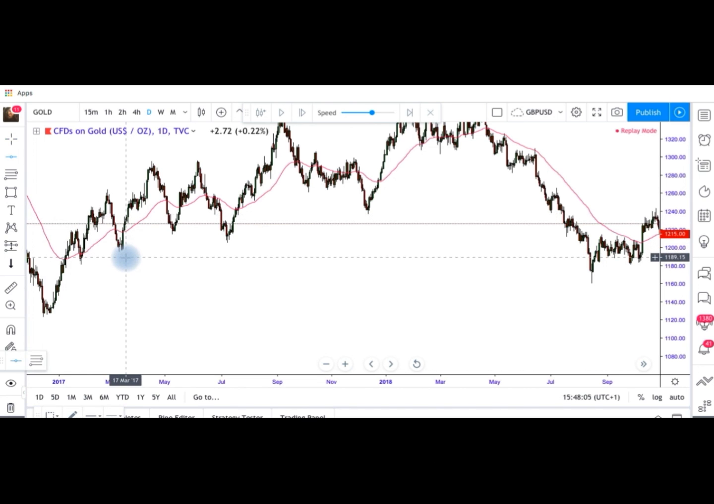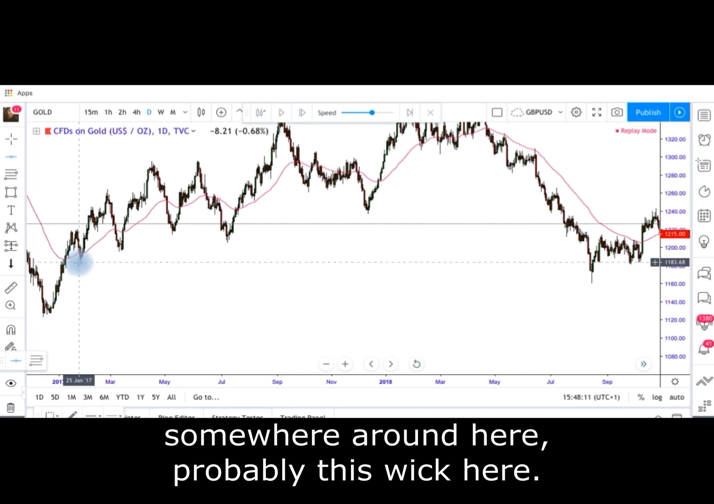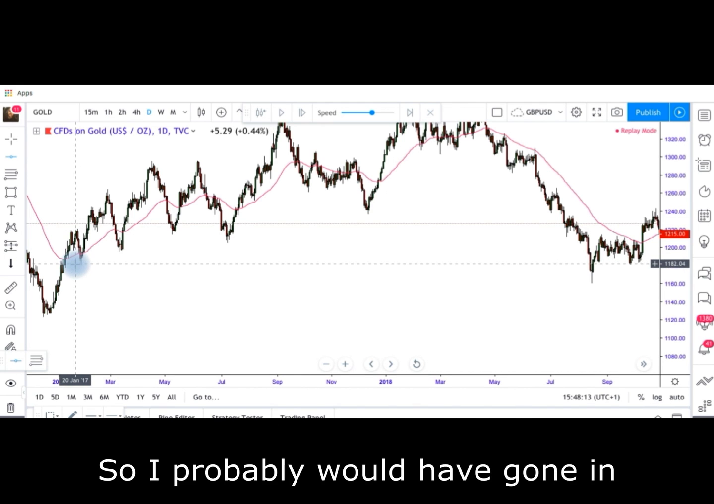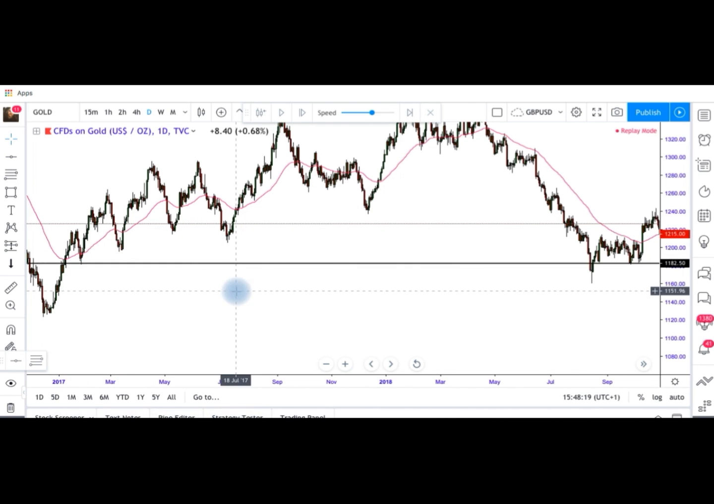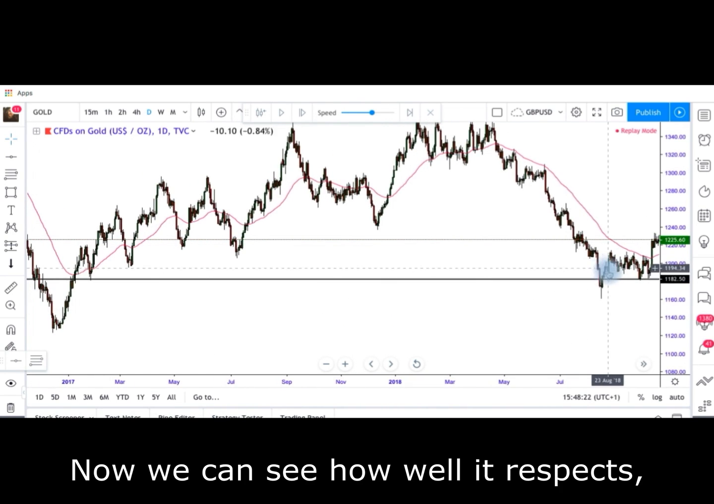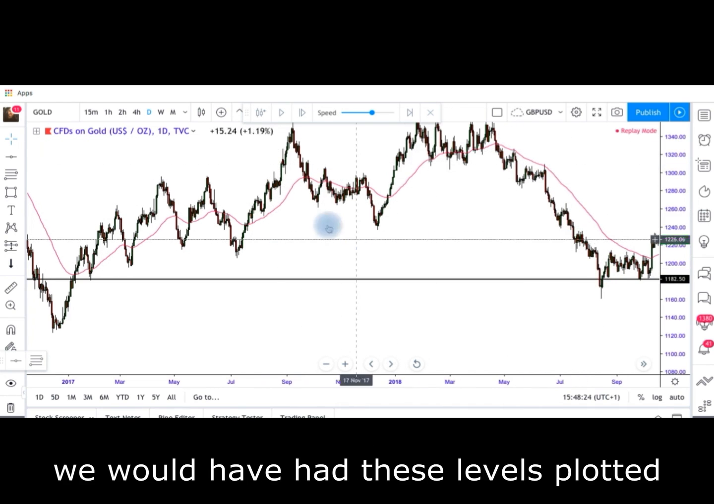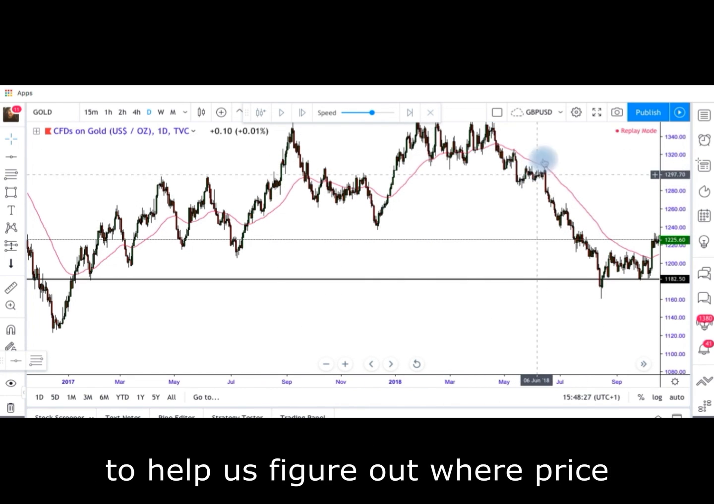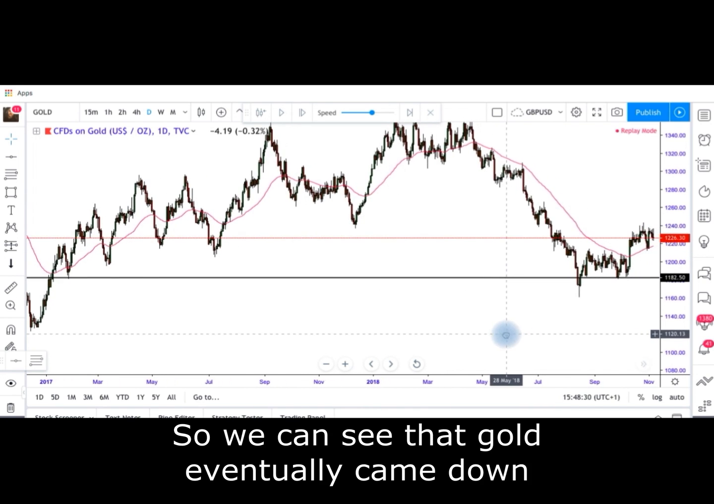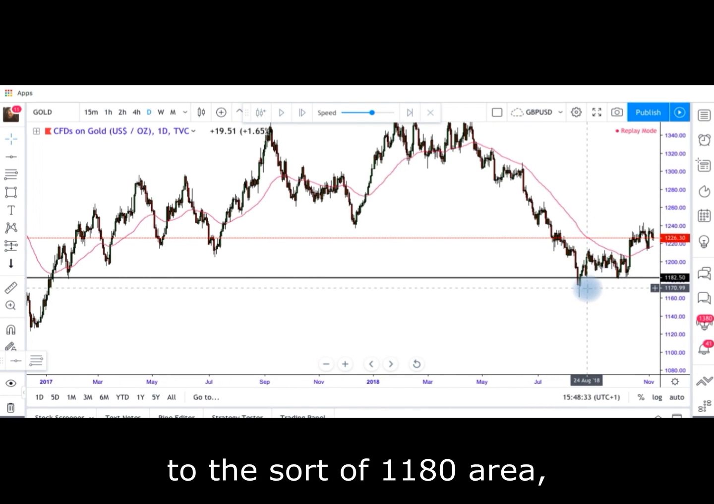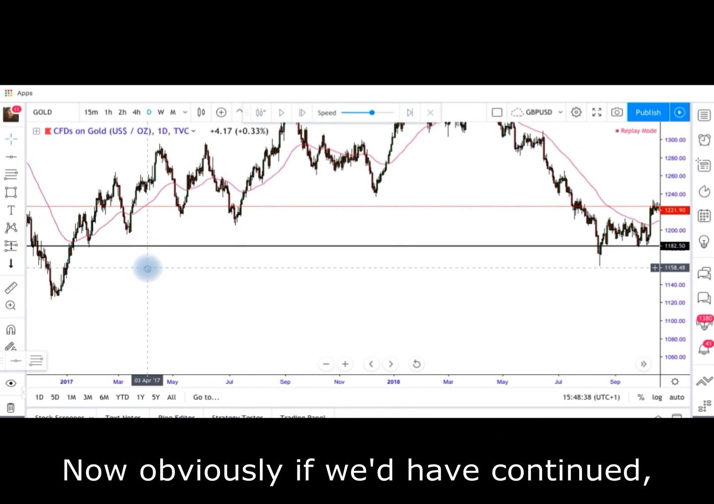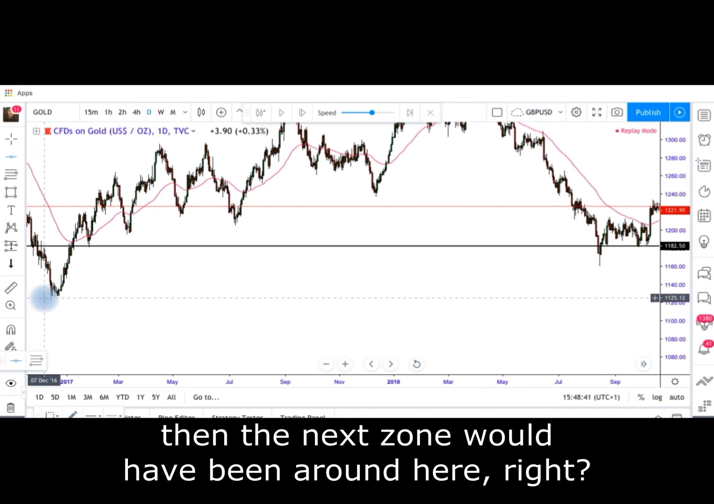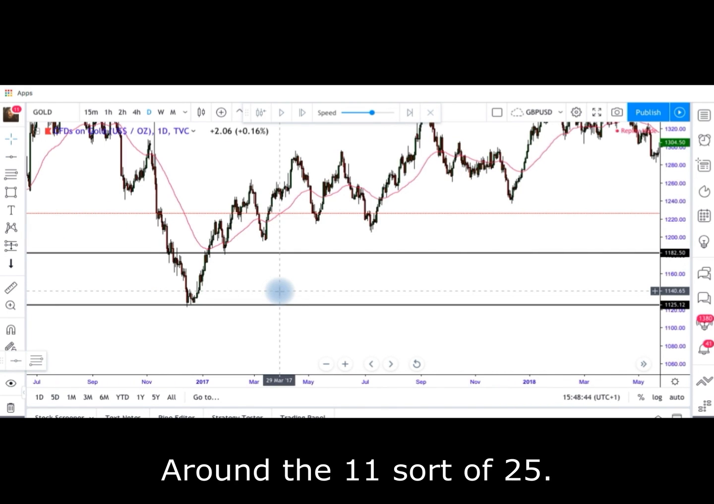would be somewhere around here, probably this wick here. So I probably would have gone in at around 1182.50, something like that. Now we can see how well it respects it, because on this sell-off we would have had these levels plotted to help us figure out where price was going to stop, continue and reverse. So we can see that gold eventually came down to the 1180 area and found some support around this previous level. Obviously, if it had continued, then the next zone would have been around here, around 1125. It's as simple as that with gold.